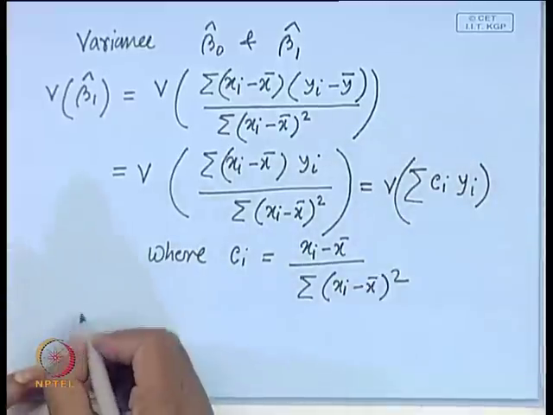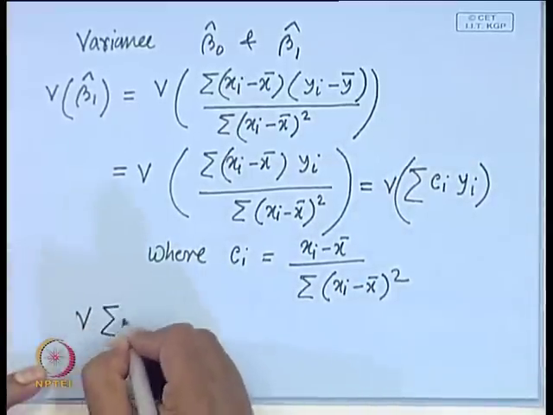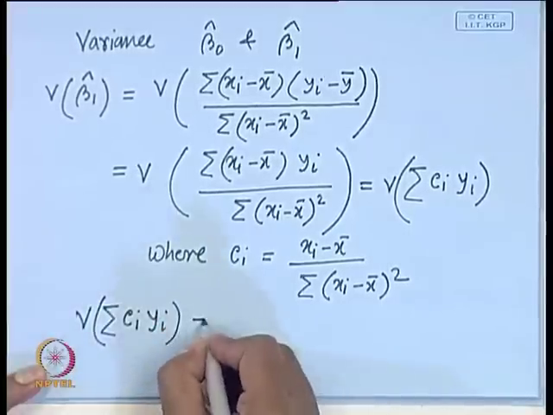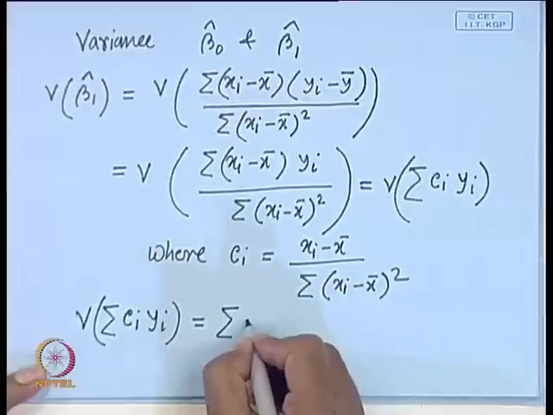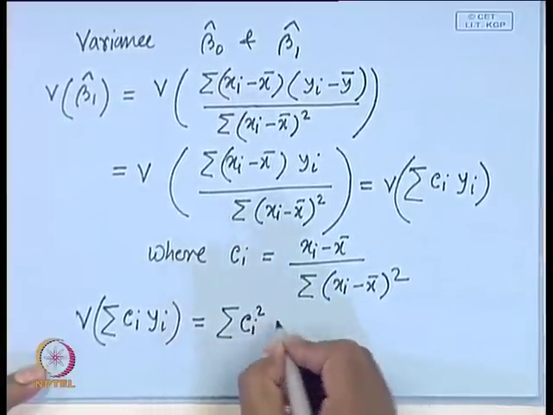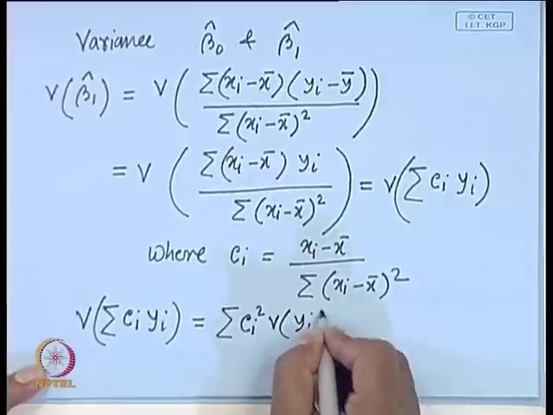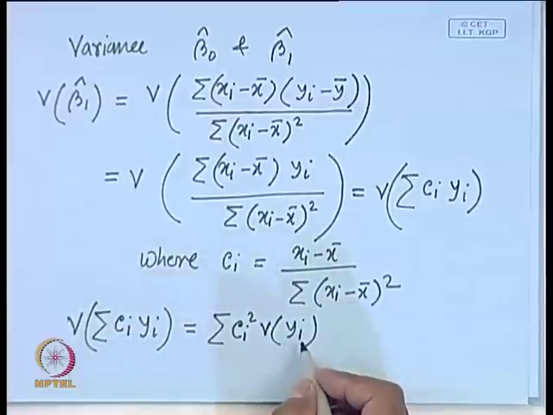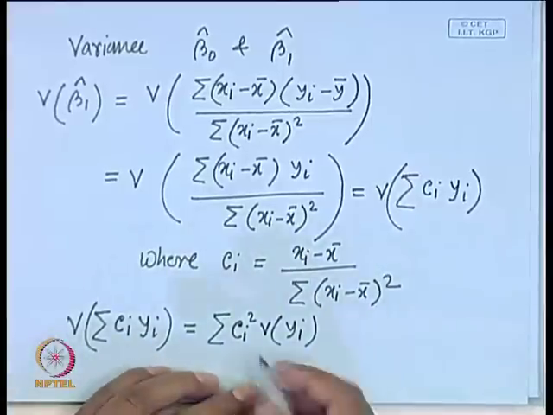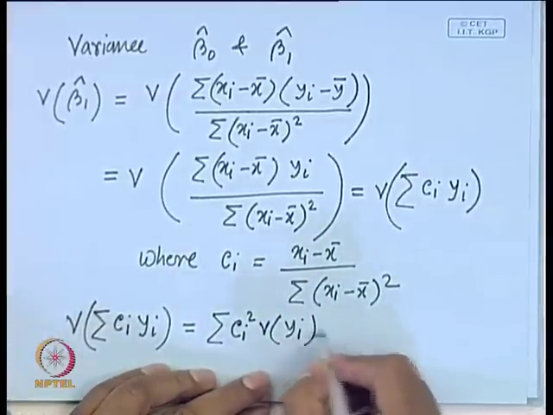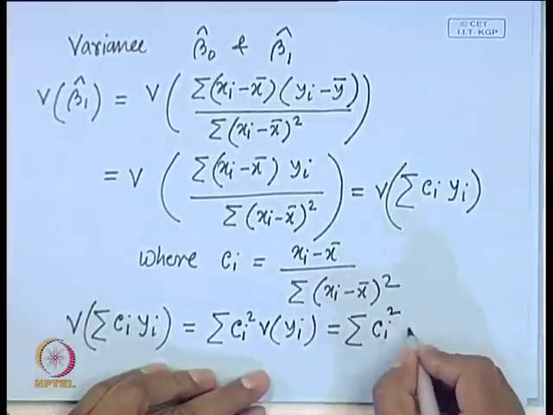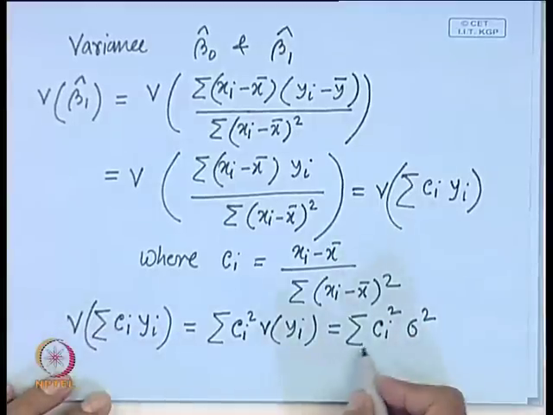Now, we know that the variance of summation c_i y_i is equal to the summation of c_i square times the variance of y_i. This is true because the y_i's are independent. And we know that the variance of y_i is equal to sigma square. So, this is equal to summation c_i square sigma square.